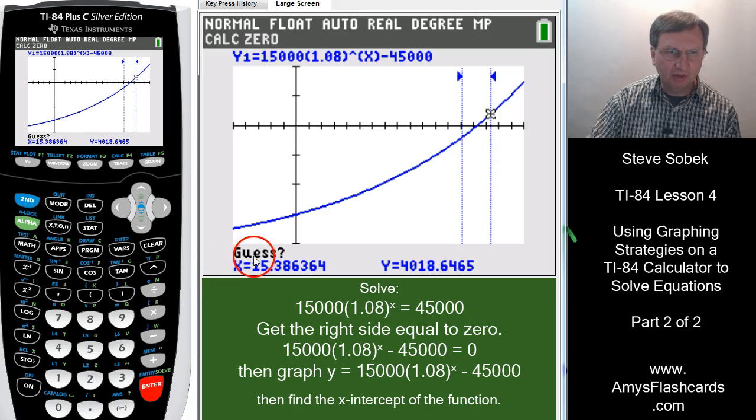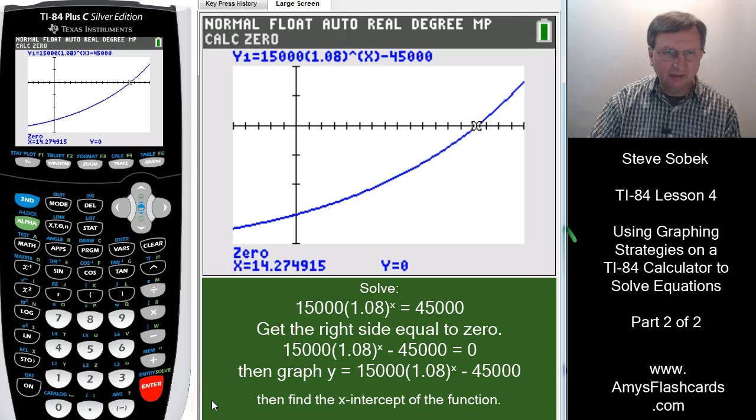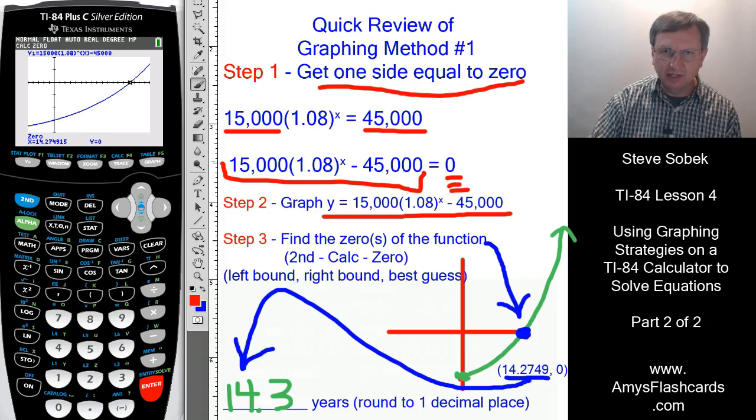The last prompt is guess. It wants us to give a best guess. All right, so we hit the left arrow key to get somewhere pretty close to the intercept. Anywhere in between will do. And hit enter. And upon doing so, we have the 0 of the function. And that x-coordinate, that value right there is the solution to our equation.